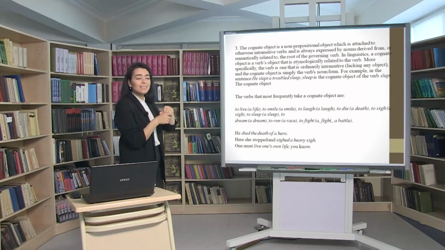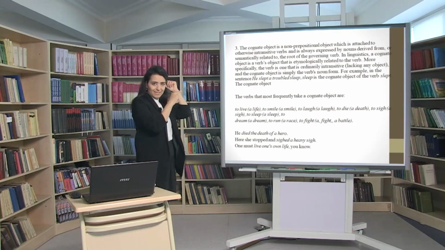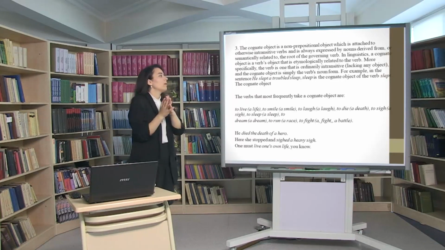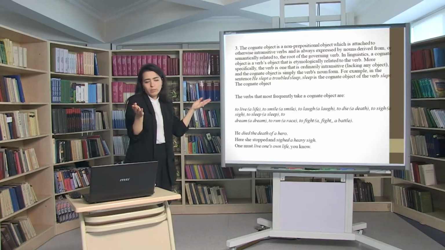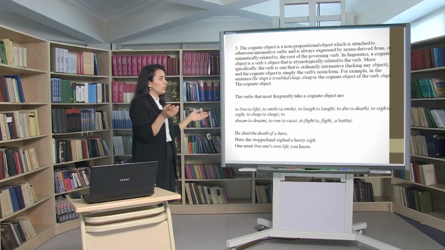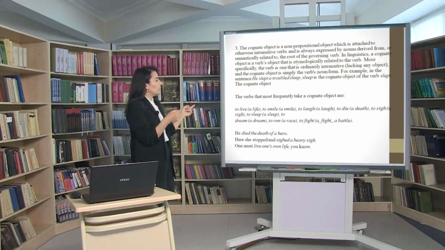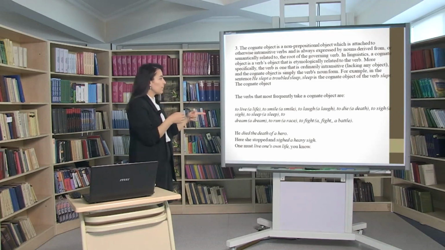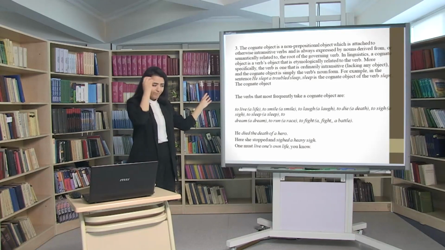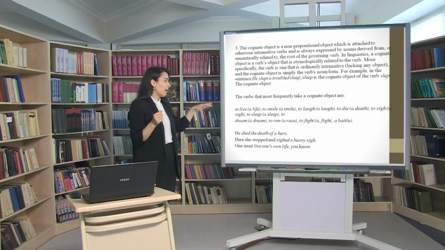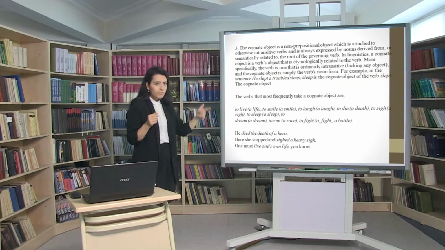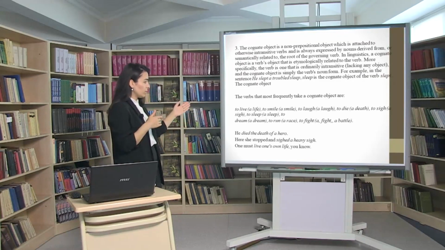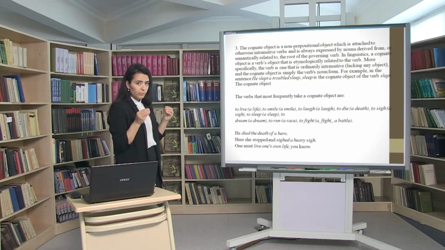And a cognate object is simply the verb's noun form, as I said before. For example, in the sentence "he slept a troubled sleep," "sleep" is, of course, the cognate object of the verb "slept." Then the verbs that most frequently take a cognate object: there are some verbs that are mostly followed by a cognate object, because these verbs have a noun form.